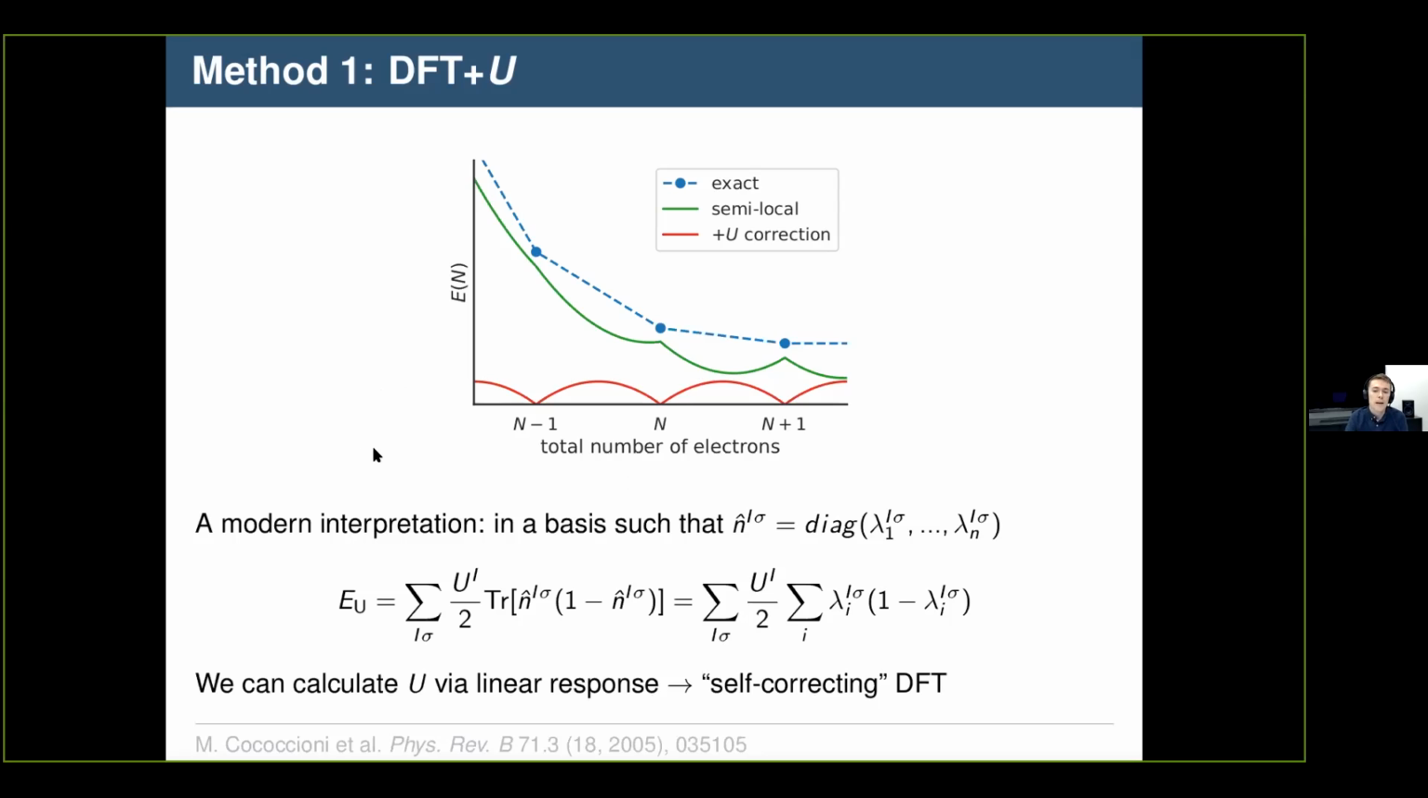And so this method by Koopmans basically makes DFT+U what you could call a self-correcting DFT. So it's a density functional. The density functional theory sort of reveals the errors within itself, and you can then correct those. So it's quite a nice theory.